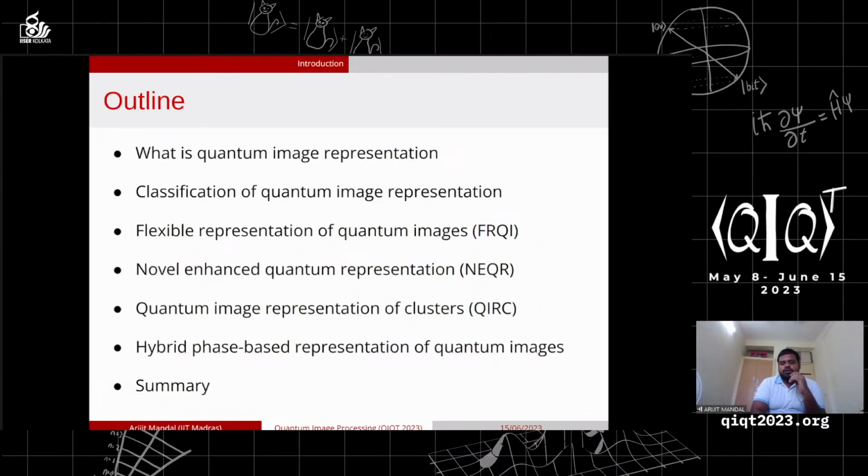The outline of my talk is like this. First, I will talk about quantum image representation, what it is. Then I will classify quantum image representation based on the type of representation. Then I will talk about a few algorithms like FRQI, NEQR, and QIRC. Then I will move to a recently proposed algorithm, the hybrid phase-based representation of quantum images, HPPRQI. Finally, I will summarize my talk.